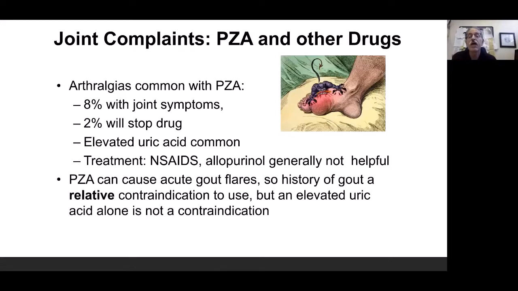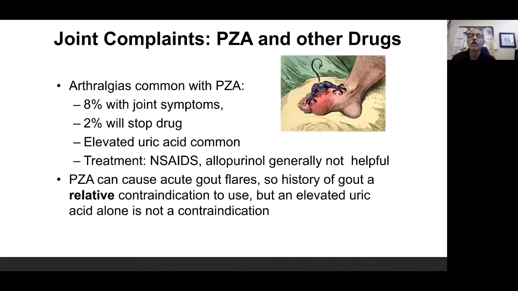Now, having had a history of gout is a relative but not an absolute contraindication to the use of pyrazinamide. And patients who have a baseline elevated uric acid without a history of gout, that's not considered a contraindication to the use of pyrazinamide.